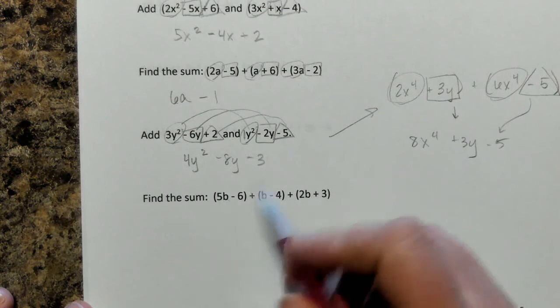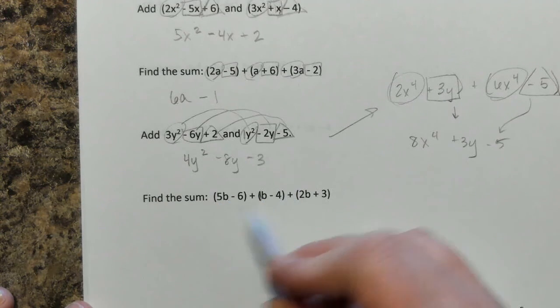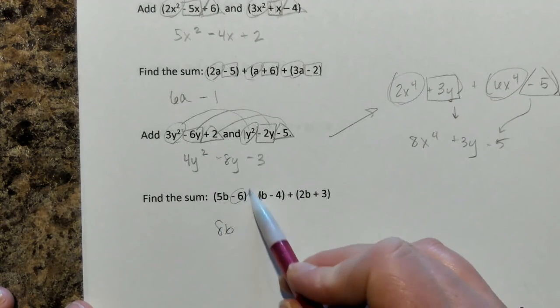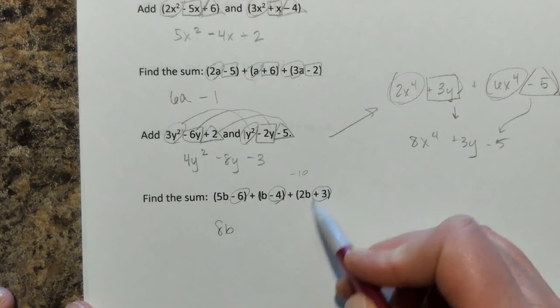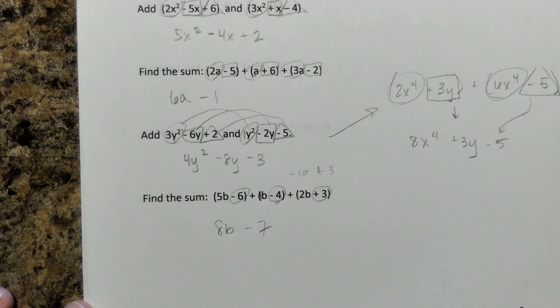Next, I have 5b plus b, which is a 1b, right? Plus 2b, so 5, 6, 7, 8. And then here I have negative 6, negative 4, so that's negative 10, plus 3, which is a negative 7. So 8b minus 7.